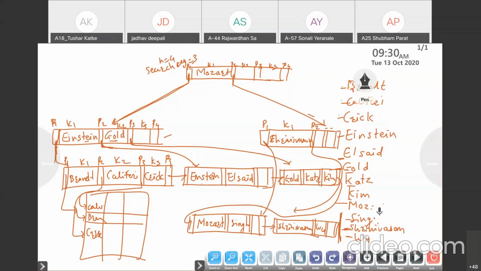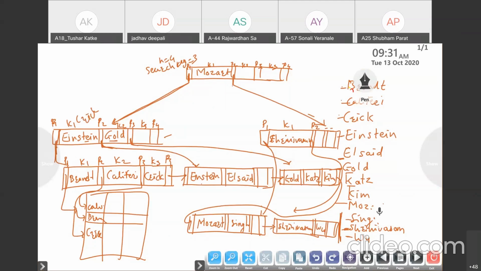Again, I am going to show you one more example. See, again I am repeating, it depends upon the person who is drawing this B plus tree. Every person can write it in a different way. It is possible. I use here Einstein and Gold, instead of which someone may use Crick or Calipari. Simple algorithms are used to implement the B plus tree, which use a random function to select the search key values.